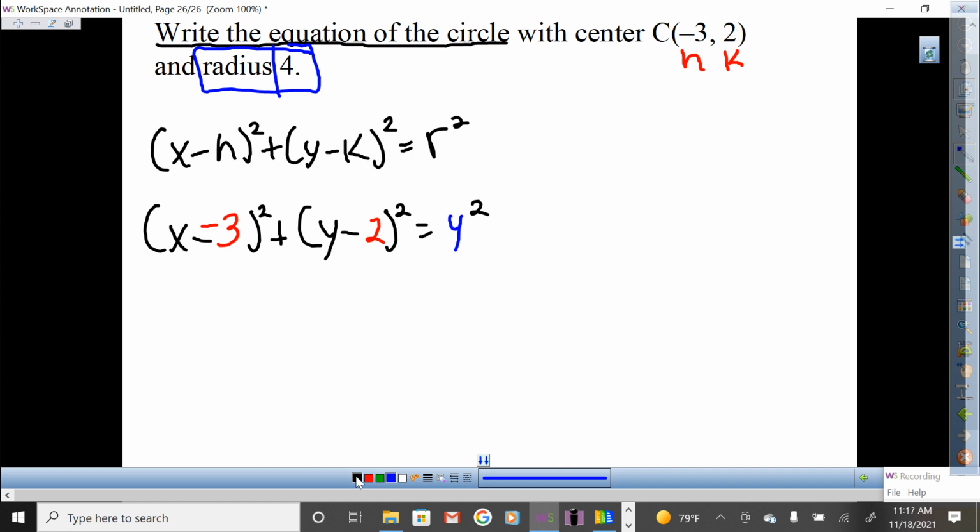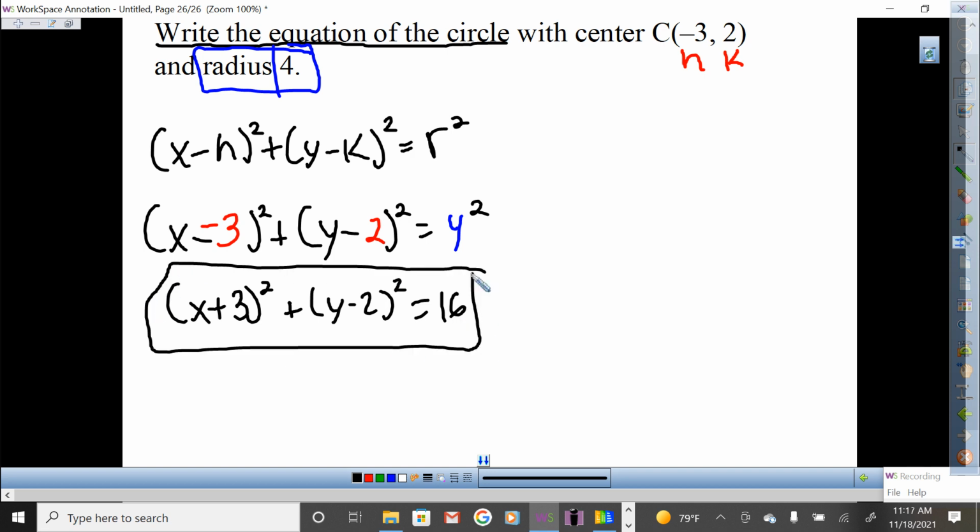4. And then I just simplify, so this is x plus 3 squared, because negative times a negative is a positive, plus y minus 2 squared equals 16. This is our standard form equation. Copy that, please. All right. From 1 to 5, how can people argue with these? Yeah, piece of cake. It's just substituting values, and we're good.